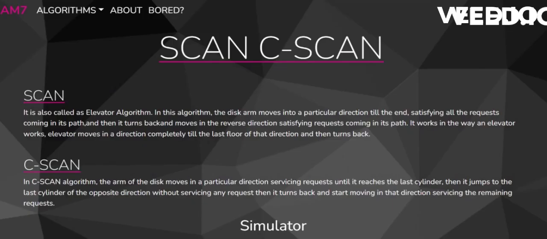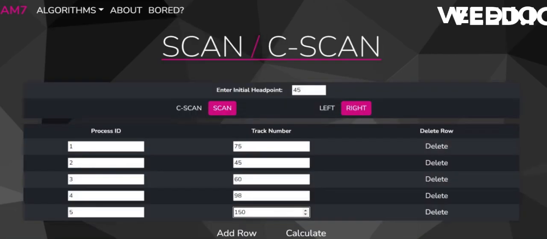I'm Kavisha Shah, and today I'm going to explain scan and C-scan disk scheduling. The scan and C-scan disk scheduling algorithms play a crucial role in determining the order in which disk access requests are processed by an operating system. These algorithms aim to minimize the head movement of the disk and increase overall system efficiency, which is the key to achieving optimal performance. Now, let us understand these algorithms.